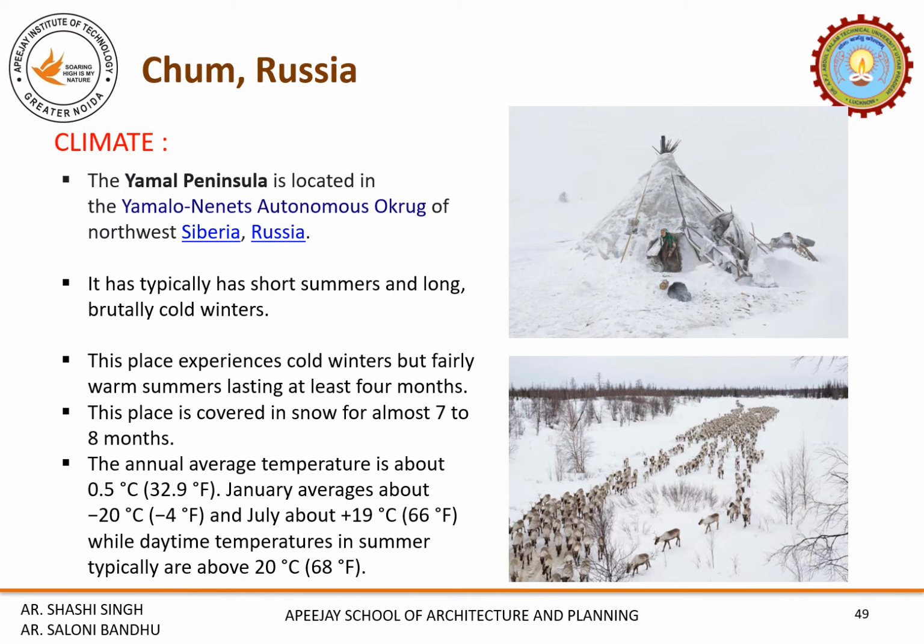Discussing the climate of Yamal Peninsula, this place has short summers and long, brutally cold winters. Although this place experiences cold winters, it has fairly warm summers lasting at least 4 months. This place is covered in snow for almost 7 to 8 months. The annual average temperature is about 0.5 degrees centigrade. January average temperature is about minus 20 degrees centigrade and July is about 19 degrees centigrade.